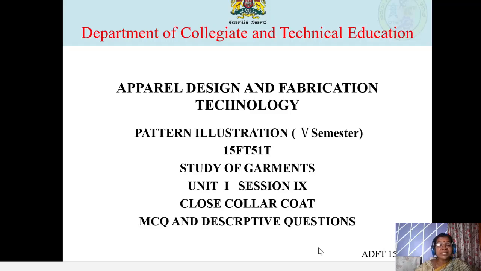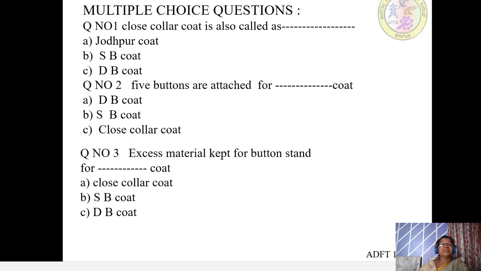So now we'll discuss the multiple choice questions and descriptive questions for close collar coat. It is session number 9. Here I have given the samples of multiple choice questions. Question number 1. Close collar coat is also called as, there are three choices: A. Jodhpur coat. B. SB coat. C. DB coat. The answer is A.